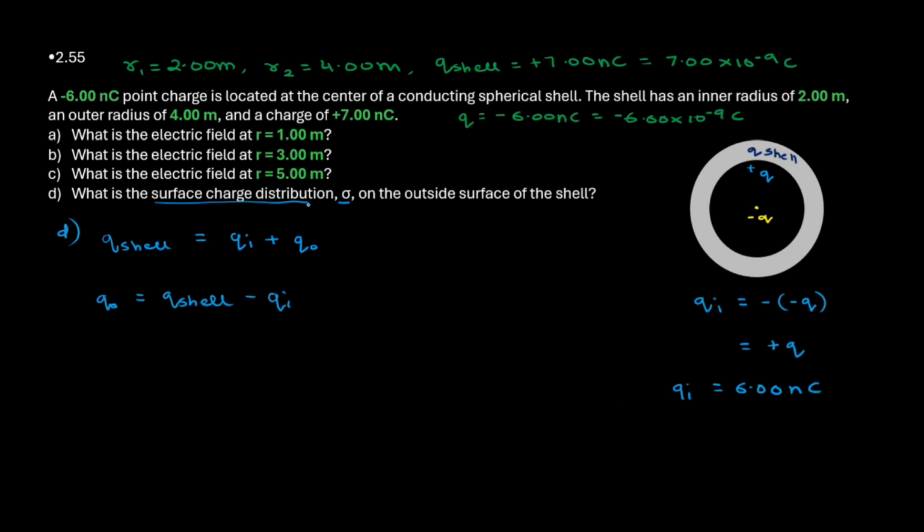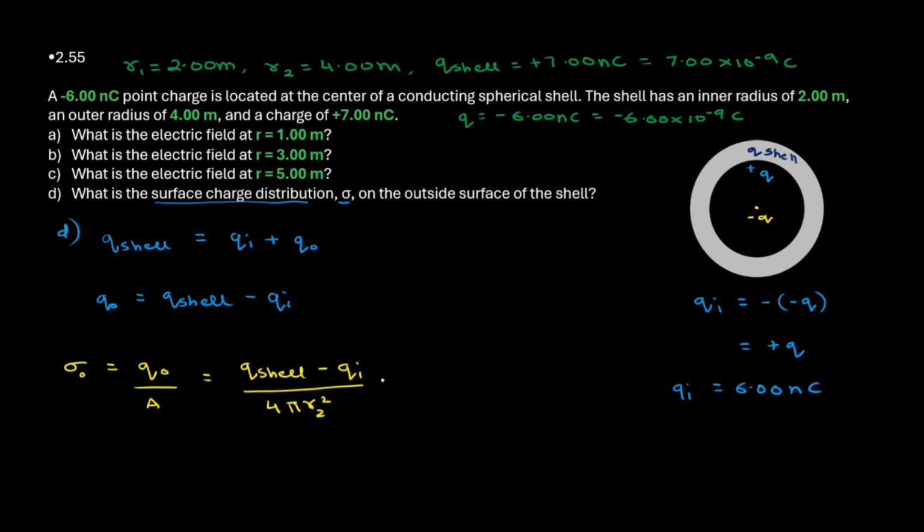I need to find the surface charge distribution. Surface charge distribution on the outer surface will be equal to charge on the outer surface over the area. So charge on the outer surface is charge on the shell minus charge on the inner surface over the area. So area of the outer surface we will have to take as 4 pi r2 squared, as r2 is the radius of the outer surface of the spherical shell.